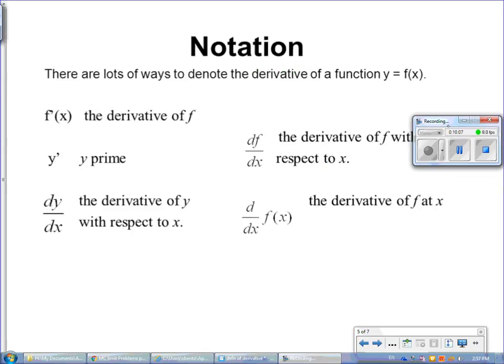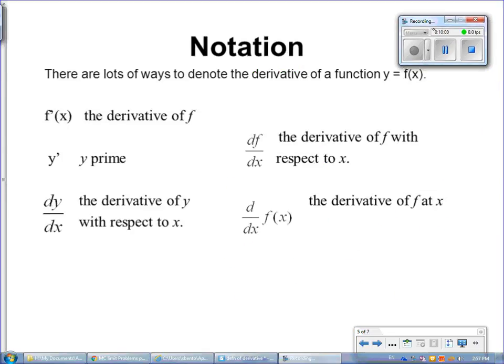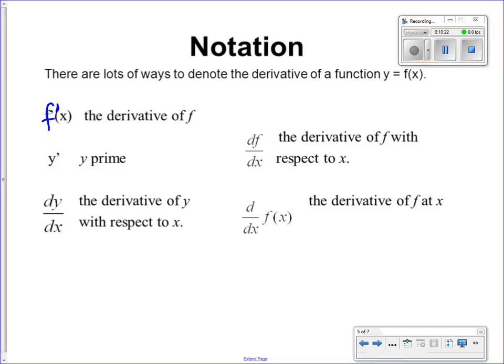So here's some notation for derivative. You have a function y equals f of x, so there's lots of different notation. This first one is f prime. It's that there's an apostrophe there. F prime, that's the derivative. You can also just use y prime, whether you're using y or f of x for your function. You can also use dy dx. That's how you say it, dy dx.